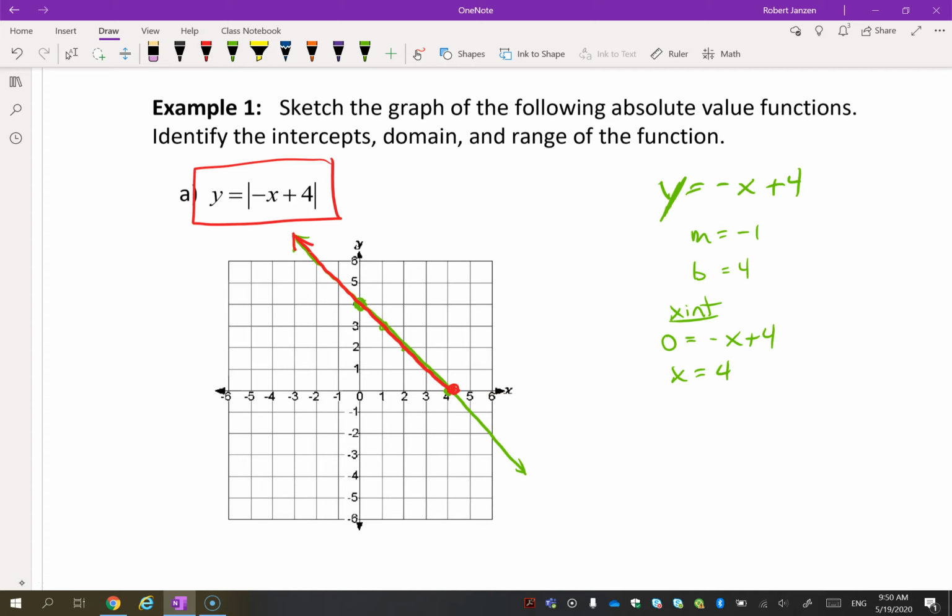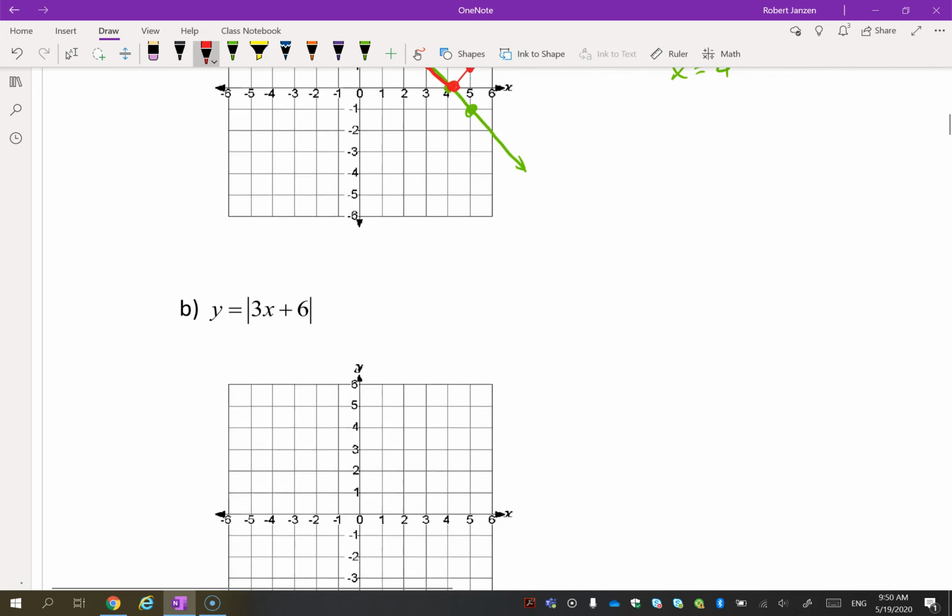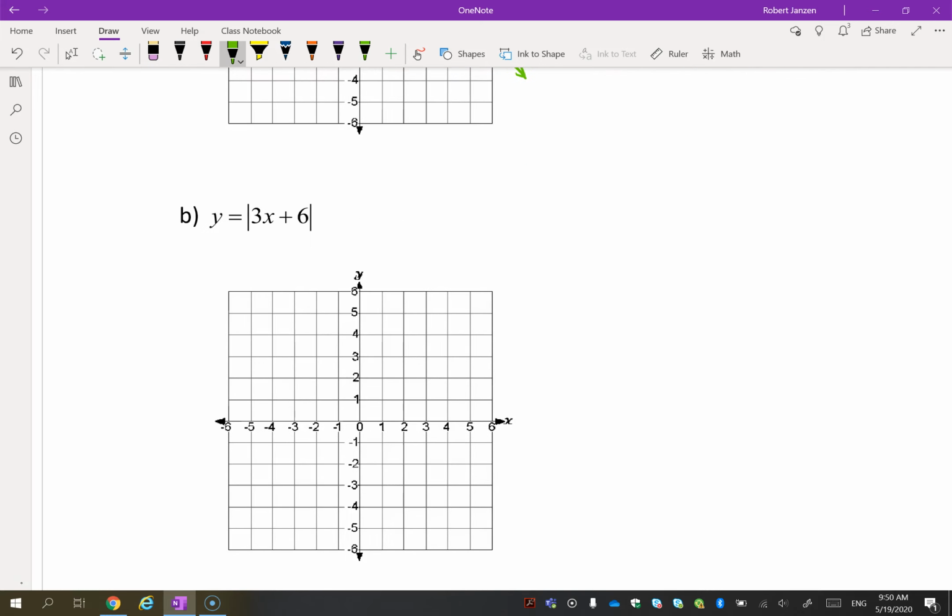Okay, and don't just do it kind of randomly. You know, what is this point? This point is (5, negative 1), so it would become (5, positive 1). Okay, and so then you can see where the graph is. All right, so that's how we're going to do the absolute value graphs. Graph the function and then take the absolute value of it. Okay, let's try another one.